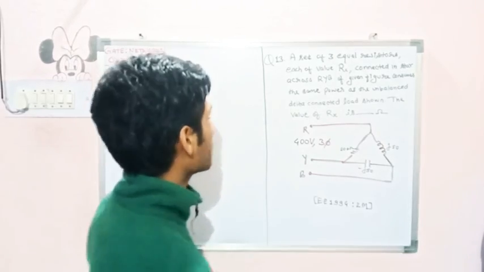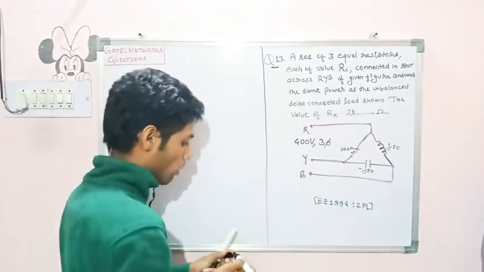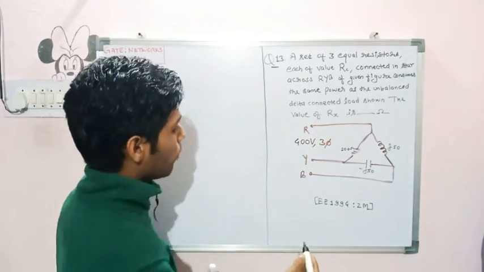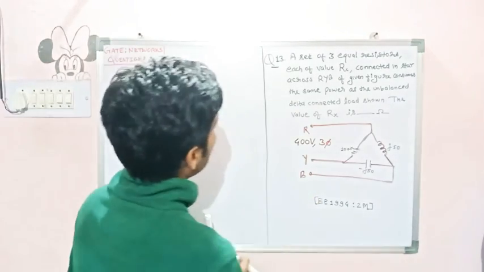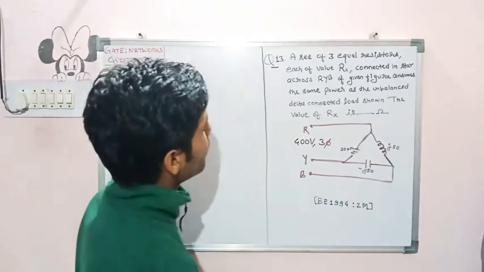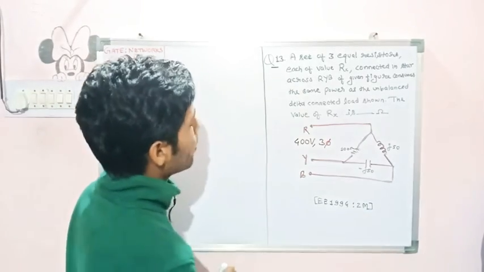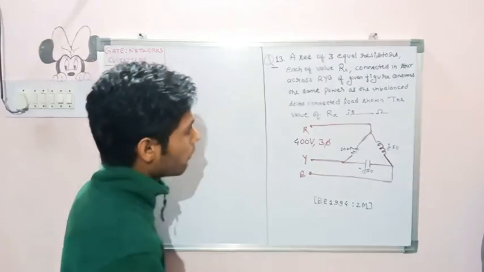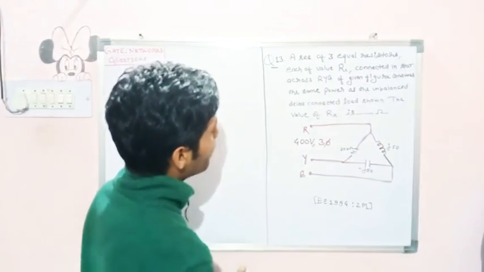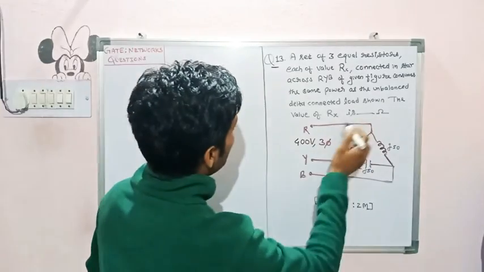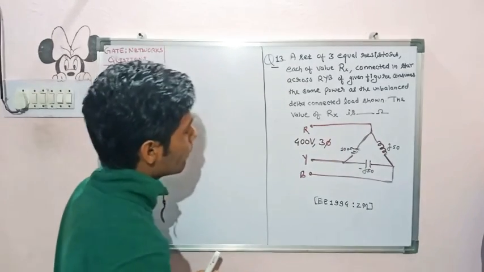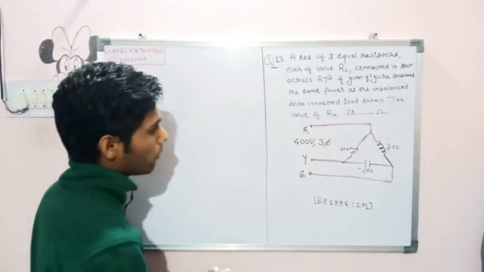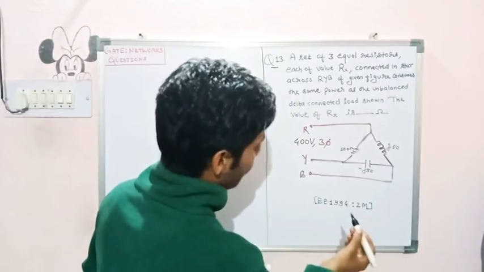Now we are on question number 13, which was asked in GATE 1994 in EEE branch for 2 marks. According to the question, a set of 3 equal resistors each of value R connected in star across RYB of the given figure consumes the same power as the unbalanced delta connected load shown. Then the value of Rx is dash ohm. We have to calculate the value of Rx in ohm.